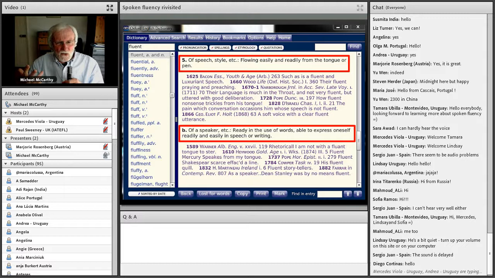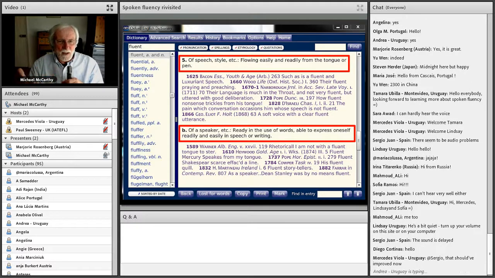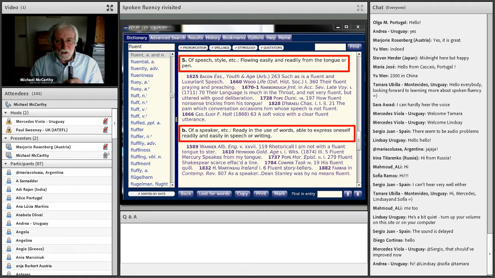So we've got three key ideas here. The first one is the idea of flowing. The second one is the idea that you must be ready, in other words, to be able to use language immediately. And thirdly, you must be able to do it easily, without too much difficulty or strain or stress. So that's what we find in the dictionary.